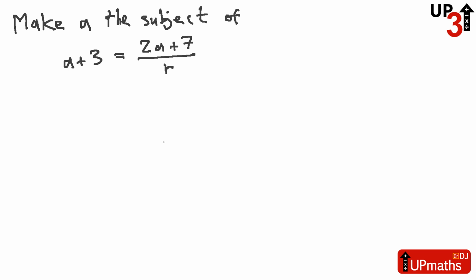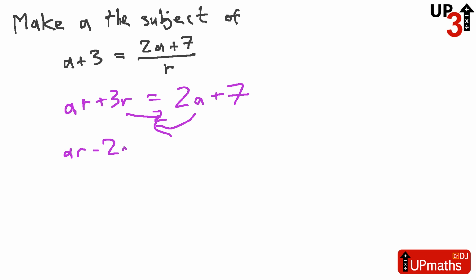Make x the subject. Right, there's two x's. I only want one x really. So a over r plus 3r. I'm going to multiply everything by r. I'm going to have to get the a's together. So I'm going to sling this over the other side and sling that over the other side. So I end up with ar minus 2a equals 7 minus 3r.